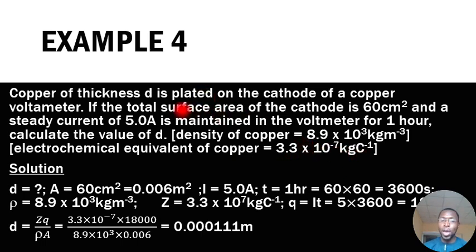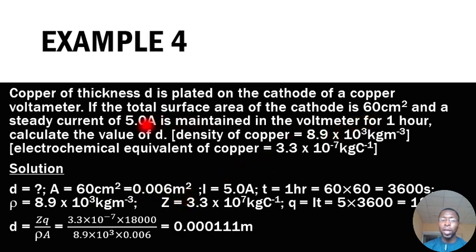Alright, so in this case, we had to calculate our D. Based on the question, D is the unknown one here. The next parameter, we are given the total surface area of the cathode to be 60. So A, which is the area, is 60 centimeters squared. But then we need to convert our centimeter squared to the SI unit, that is meter squared. To convert 60 centimeters squared to meter squared, all you need to do is divide 60 by 10,000, and that will give us 0.006 meters squared.